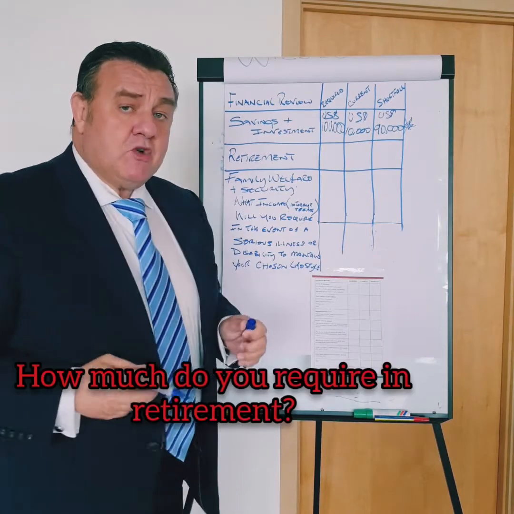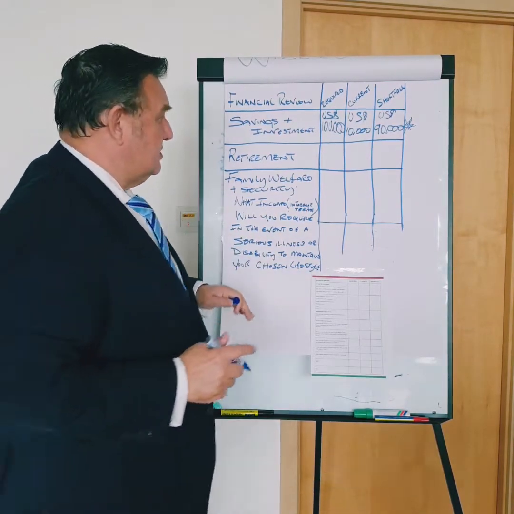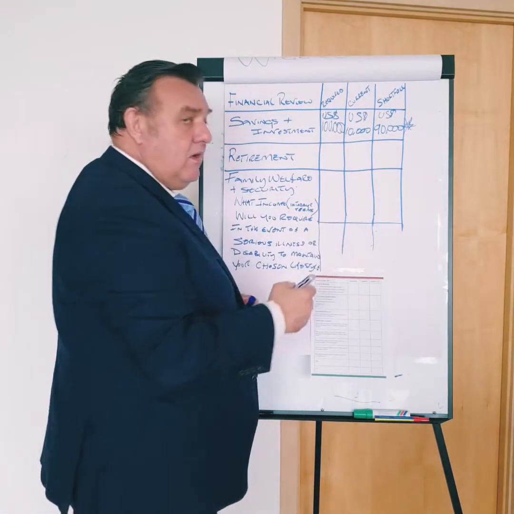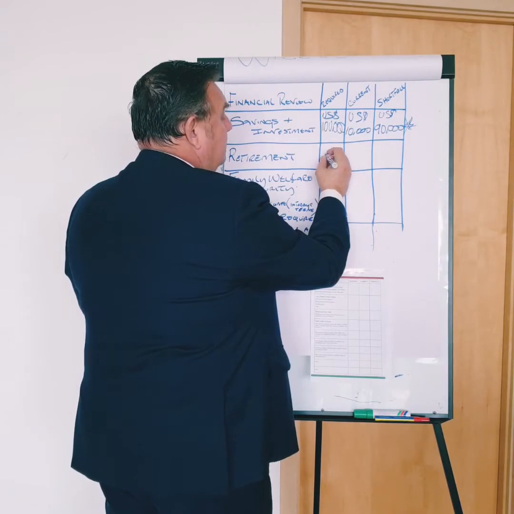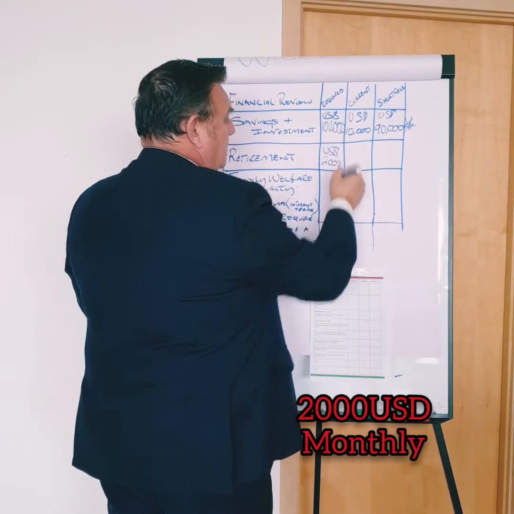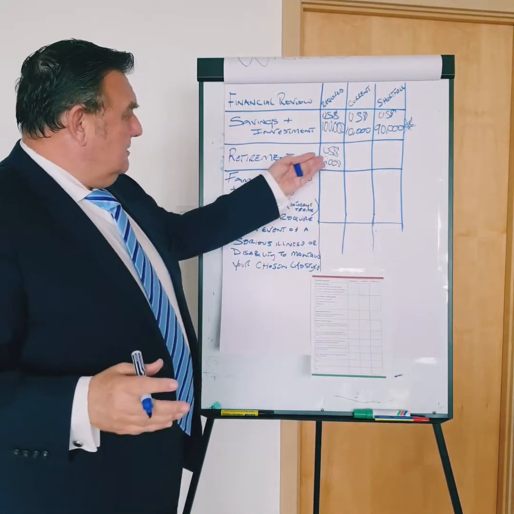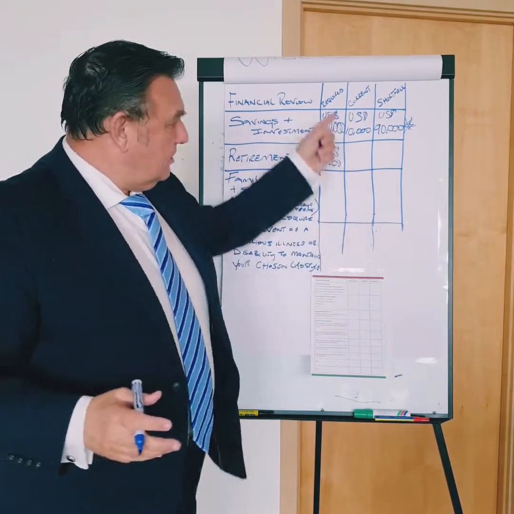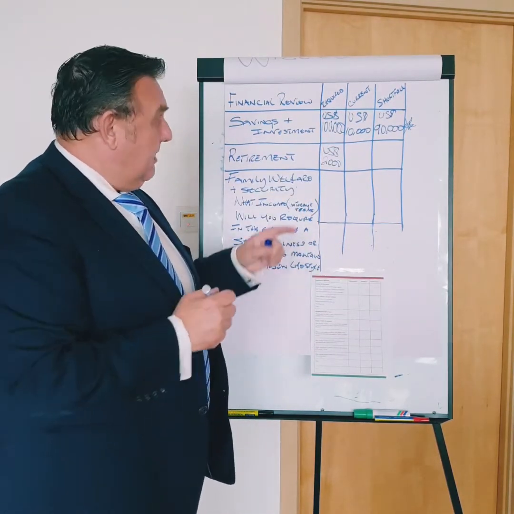Okay, how much do you require in retirement in today's terms? So always talking in today's terms. So the client says, I require, I don't know, let's say they require 2,000 US dollars. It can be any currency, it can be pesos, it can be sterling, it can be whatever, it doesn't matter. Whatever the figure is, you put it in there. We'll keep it in US dollars for this training session. So 2,000 US dollars a month.